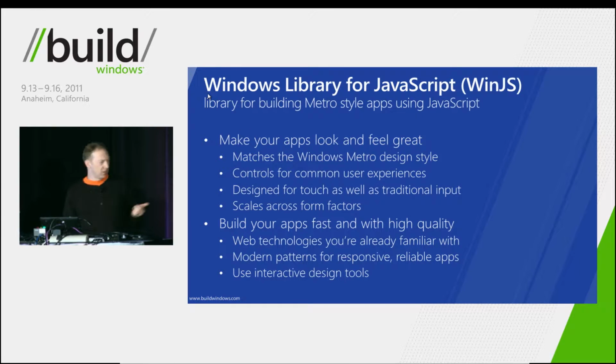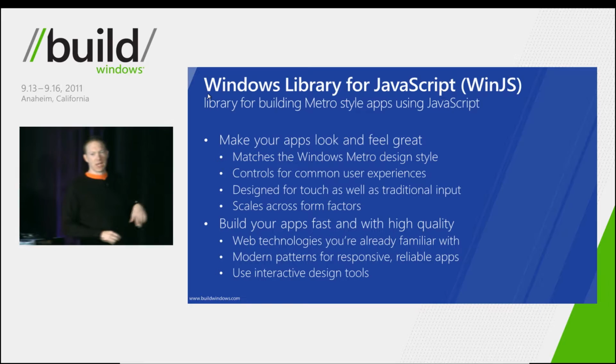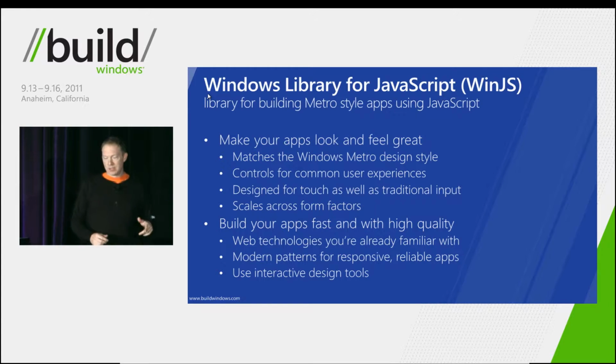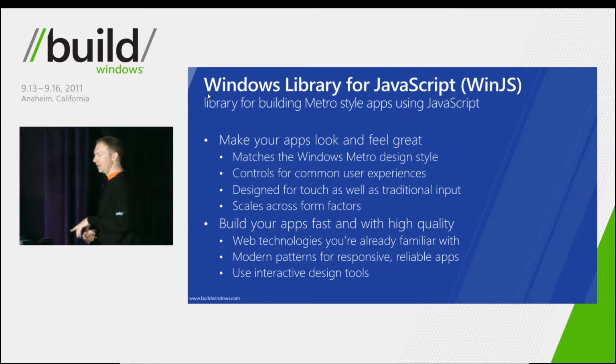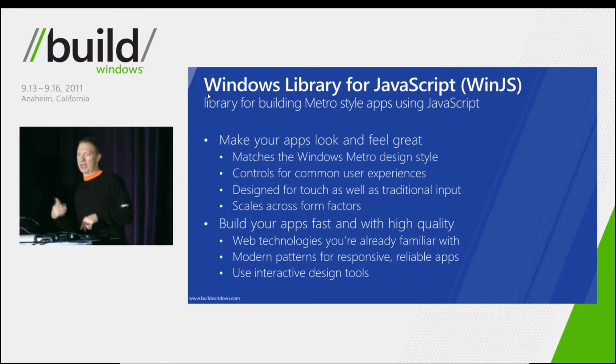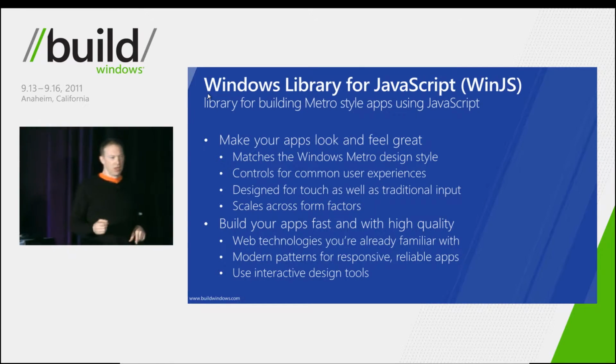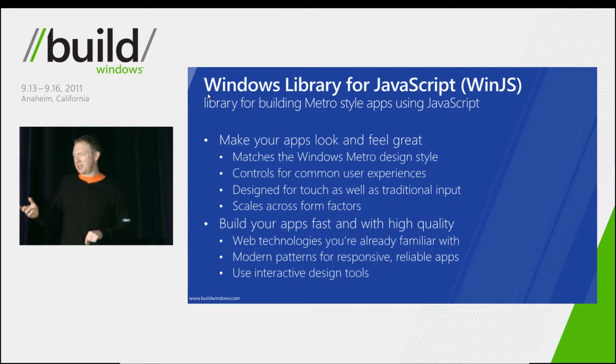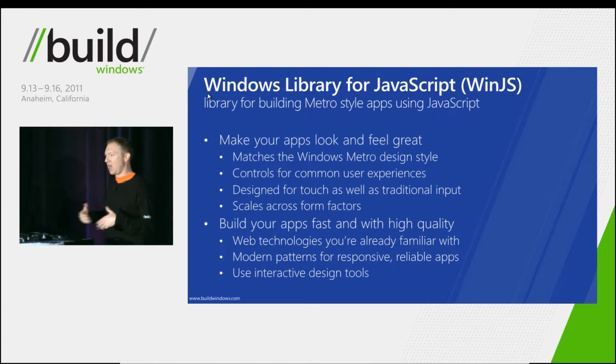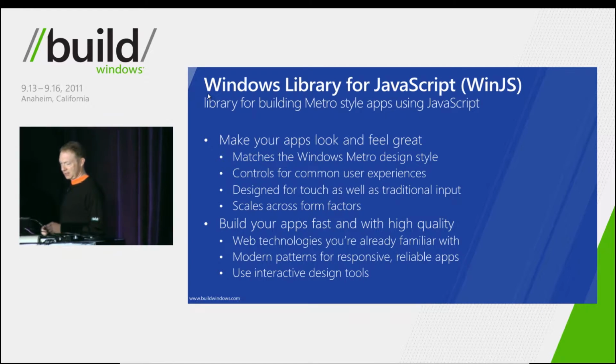One thing I should mention, Jason did mention it, the animation library is part of the Windows library for JavaScript, the WinJS library. I'm sure you've heard about this in a lot of the other talks, but it's a great way to jumpstart your development, to speed it up. And the nice thing is it's got the Metro style built in, so it encourages your apps to follow and feel like the rest of the system.